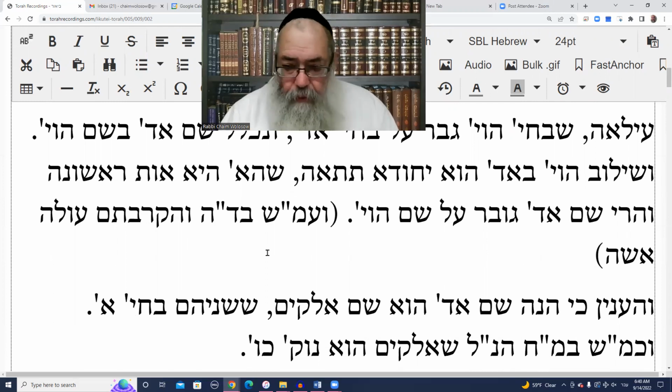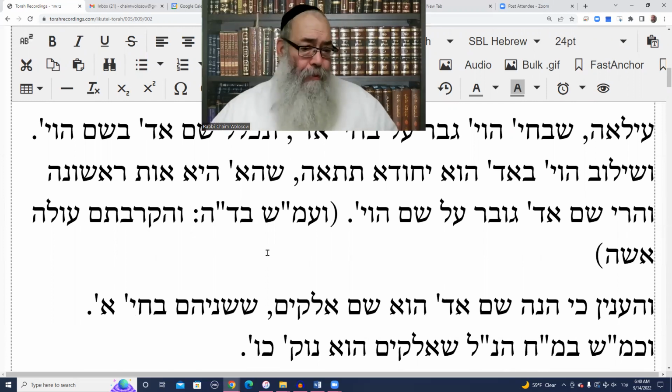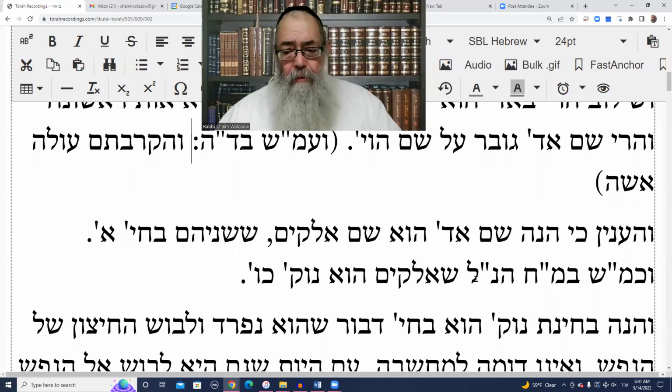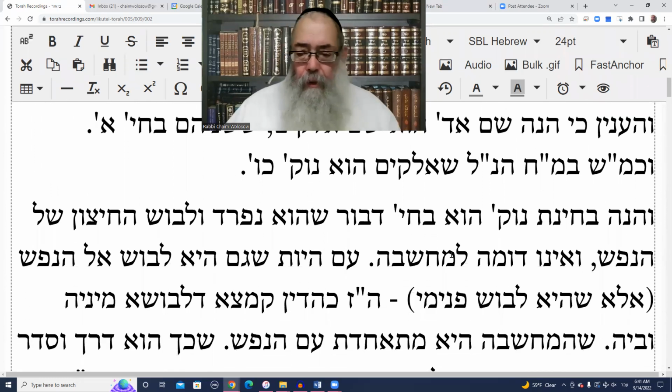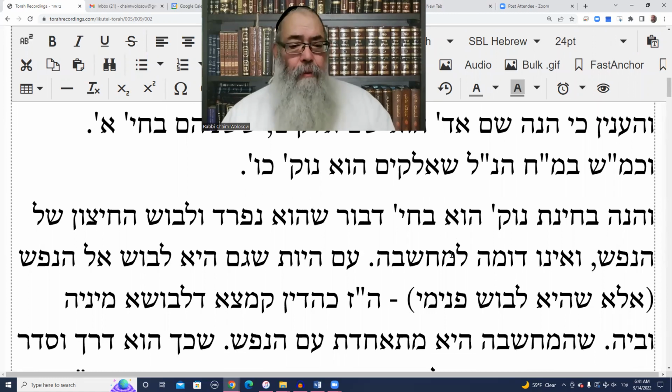The idea is that the name Adnai is the name Elokim. Really the same Adnai, we say Hashem Adnai, the same as Elokim. They're both the same level, the Adnai and Elokim. But there it says Elokim is Nukva, and we just said Adnai is Nukva. The level of Nukva, that's the level of Dibur.